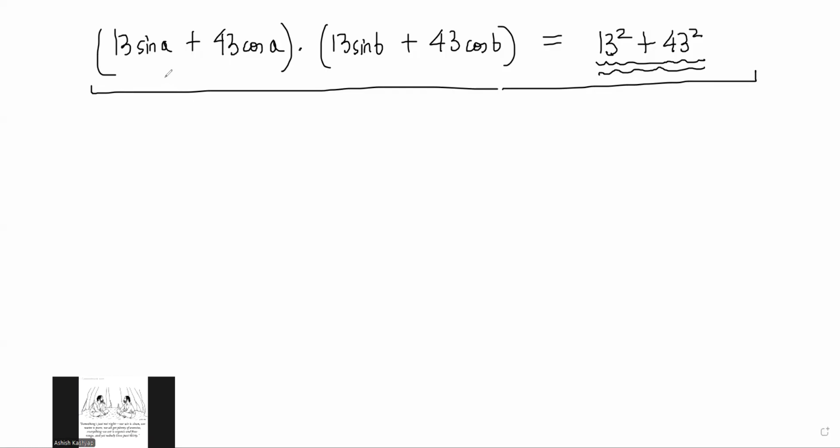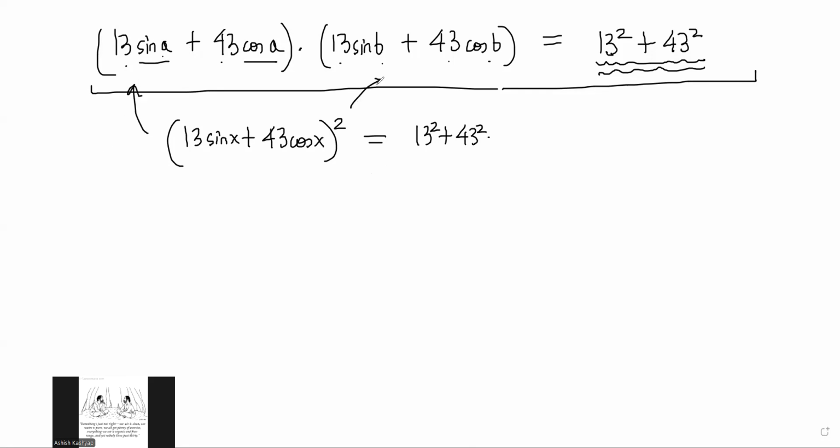If you look at the pattern, sine and cos are like this, 13 and 43. Here also 13 and 43, right? This is like saying 13 sin x plus 43 cos x whole square is equal to 13 square plus 43 square, where x can be A one time and B another time, right?